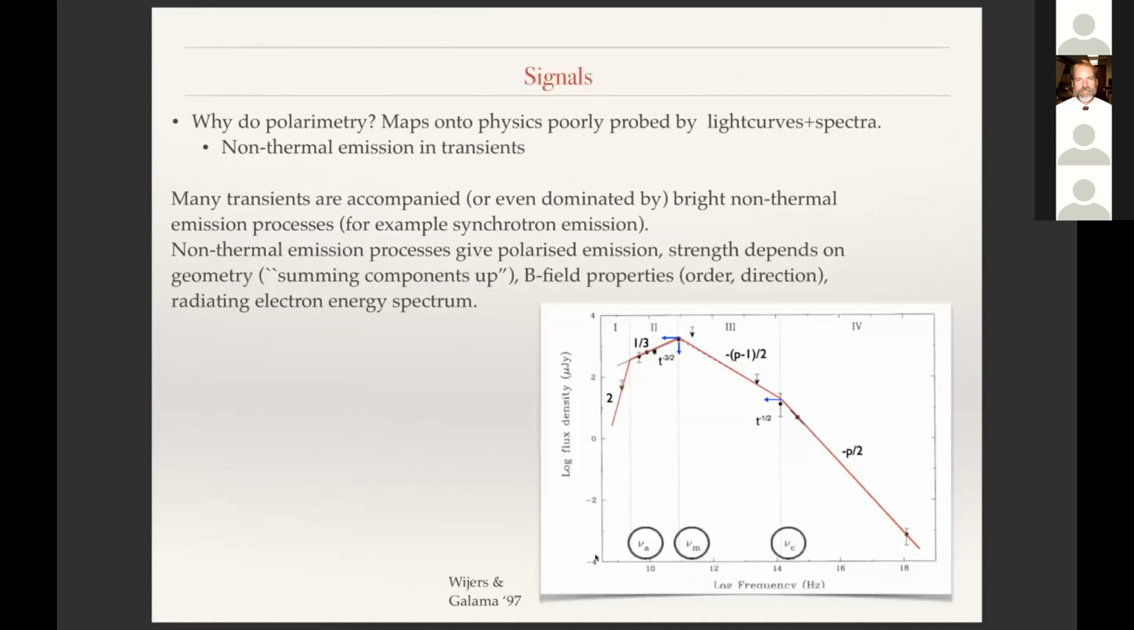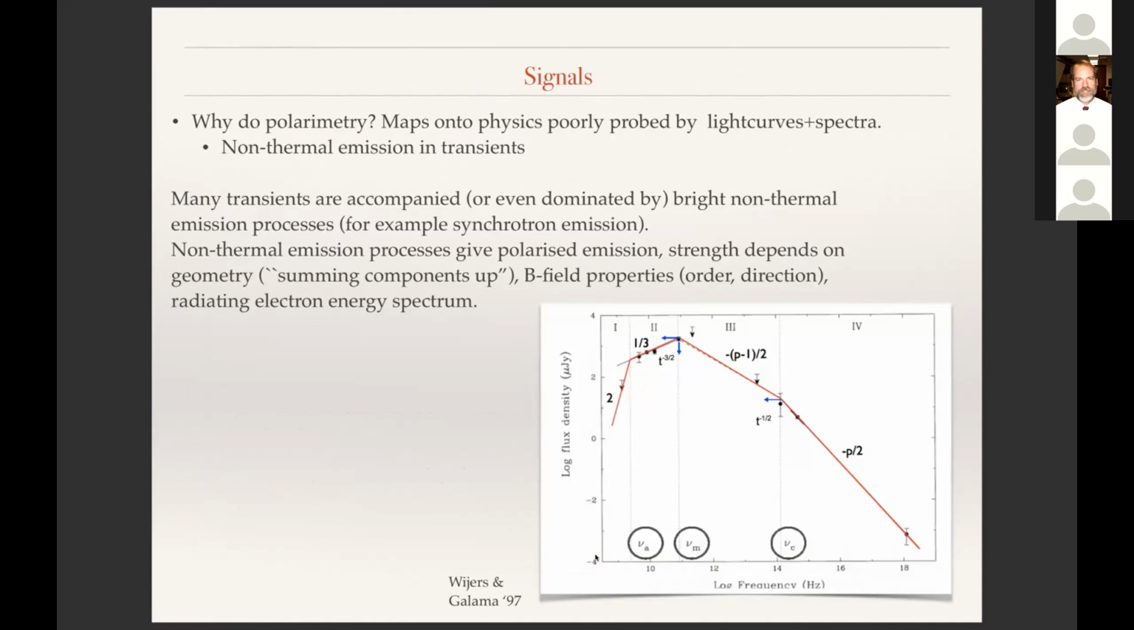So why do polarimetry then at all of these streams of sources? What's the point? Well, I think the key summary, now I know I'm preaching to the choir here, is that polarization maps onto physics that is very poorly probed by light curves and spectra alone. It gives you a perspective you don't get from light curves and spectra.